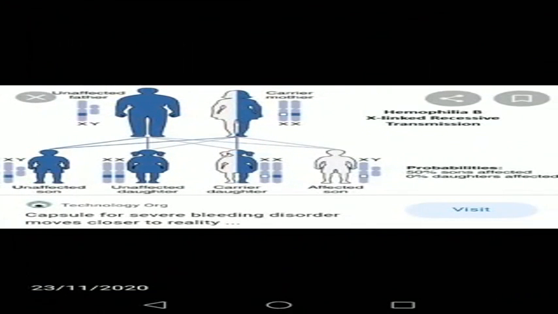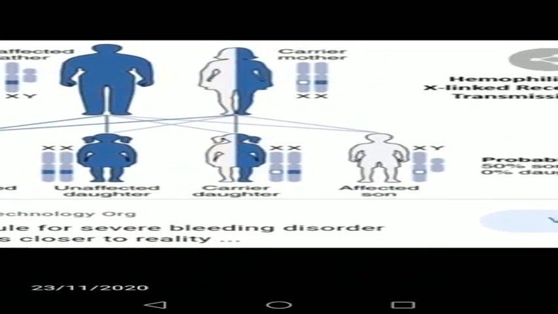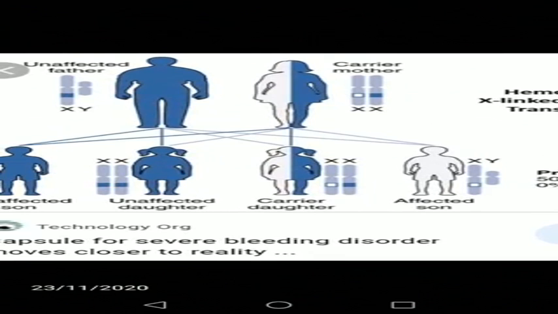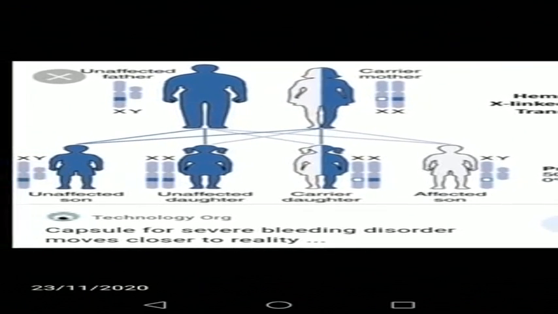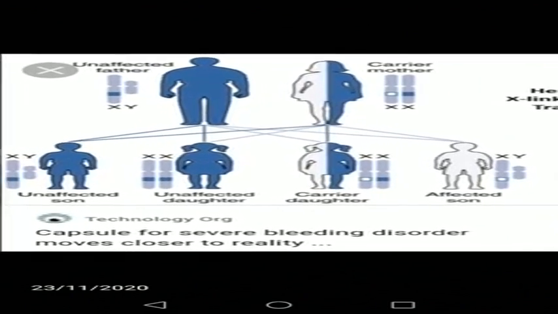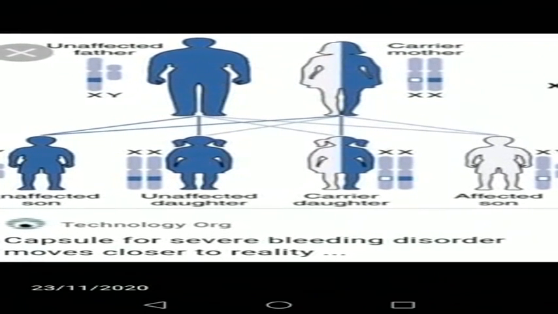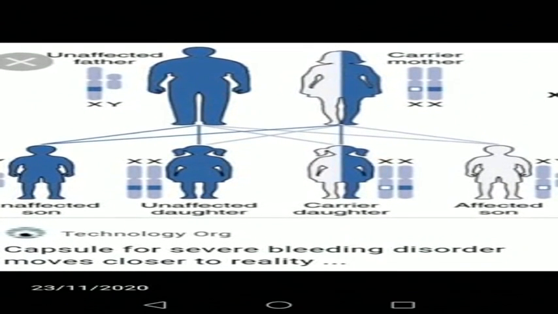The next one we are going to see is color blindness. In human beings, a dominant X-linked gene is necessary for the formation of color sensitive cells. Now what is a color sensitive cell? In our retina there are rod cells and cone cells. The cone cells are responsible for seeing the colors blue, green, and red.